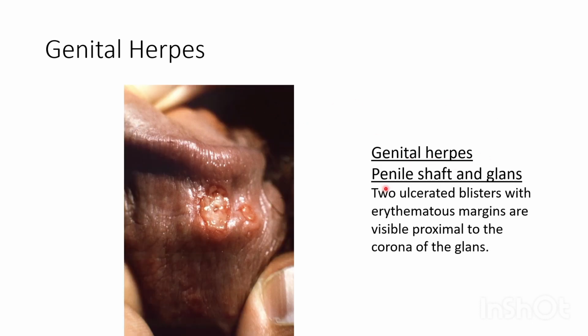Genital herpes, penile shaft and glans. Two ulcerated blisters with erythematous margins are visible proximal to the corona of the glans.